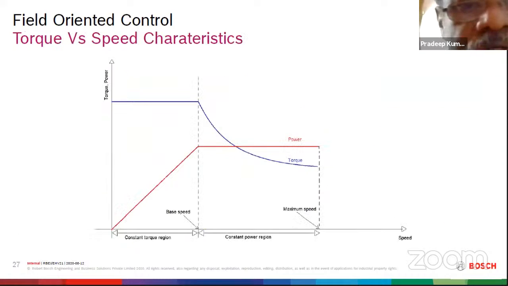This is the overall control scheme. Yeah, this is the torque speed characteristics which I was mentioning. You can see that the torque for the electrical machine remains constant for a long speed region, and then it falls. This is the constant power region, and this is the constant torque region.